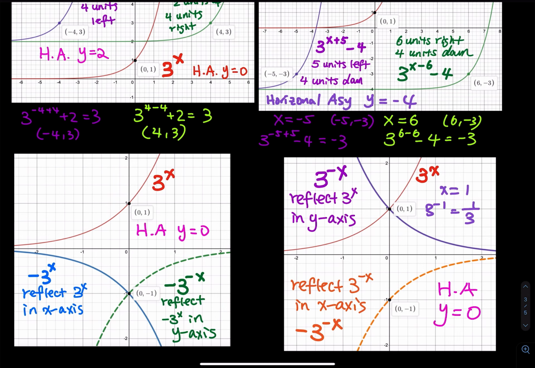And then you put a negative in front of the entire 3 to the -x, then that creates a reflection in the x-axis, because this is always positive, right? So this one is always positive. It doesn't matter what x value you choose. But once you put a negative in front of what is positive, then that becomes always negative.